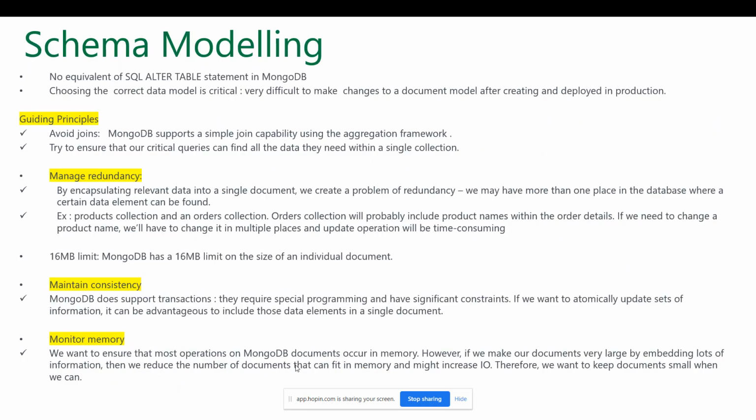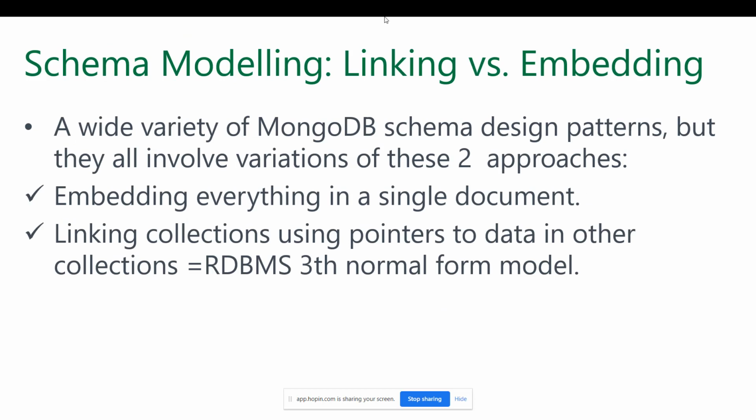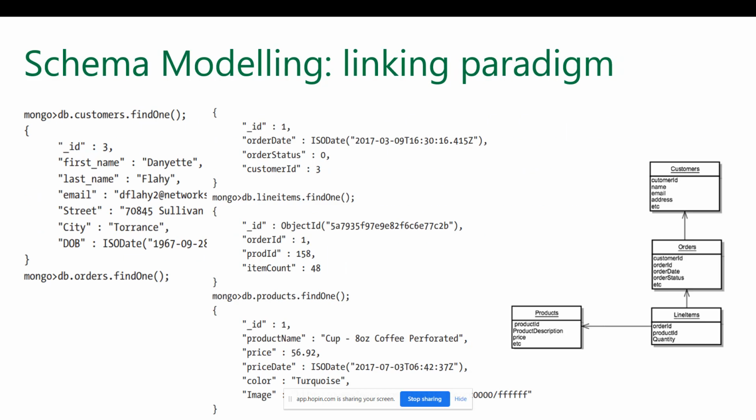So we should reduce the number of documents that can fit into the memory. We have two approaches in schema modeling, linking vs. embedded. Embedding means that all the information is put in a single document. Linking means that we use pointers to our data in other collections. It's like the RDBMS third normal form model.